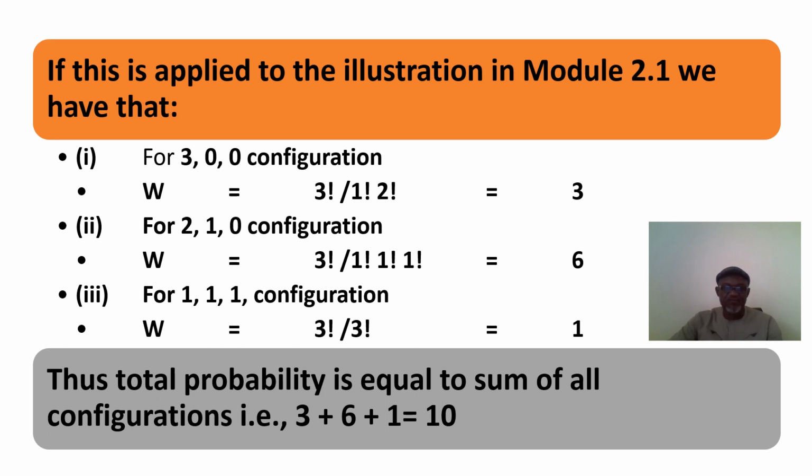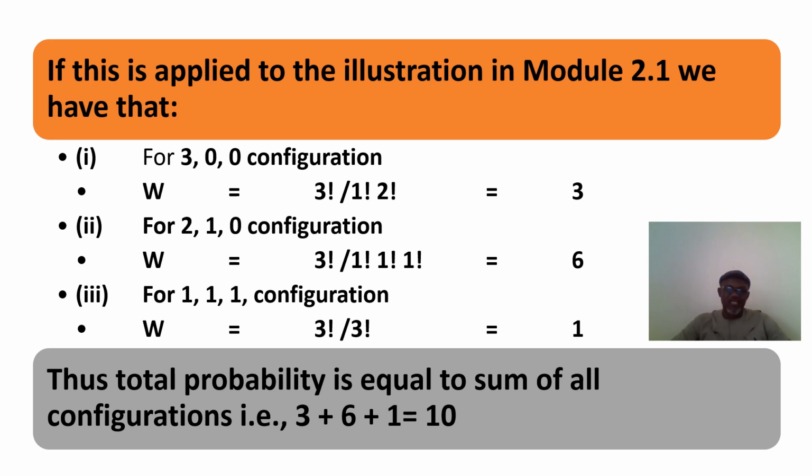For the 300 configuration, W will be equal to, total N is 3, so 3 factorial. The first energy, 3, is only one atom that took the 3, that is 1 factorial. Then 2 atoms took 0, that's 2 factorial. And if you divide that, it gives us 3.